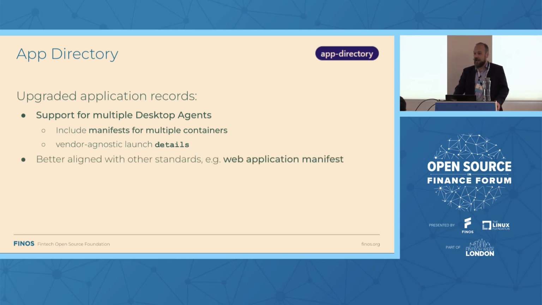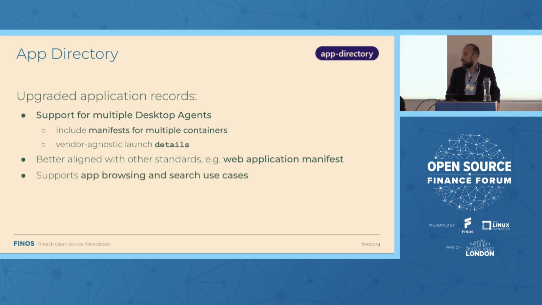We've better aligned with other standards, for example, the Web Application Manifest. There are other people doing similar things. Web Application Manifest wasn't right for what we needed to do, but they've done a lot of work there, and we can draw from their best practices. In fact, you can even reference a Web App Manifest now. We have added support for browsing and search use cases. If you've got great big app catalogs powered by app directories, it's nice to be able to navigate them with categories or other metadata that just wasn't in our records beforehand.